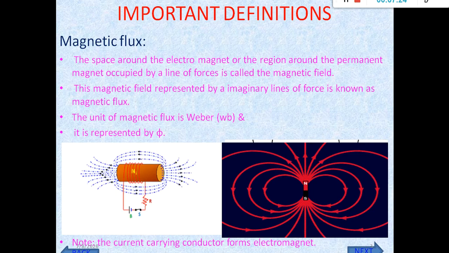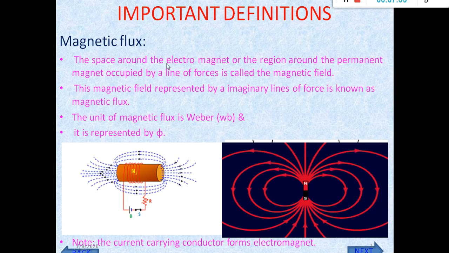Why do we use electromagnets in machines? Because of our needs, we must control these flux lines. That is why we use electromagnets instead of permanent magnets. In a few applications, we use permanent magnets also. We will see everything in the subject.